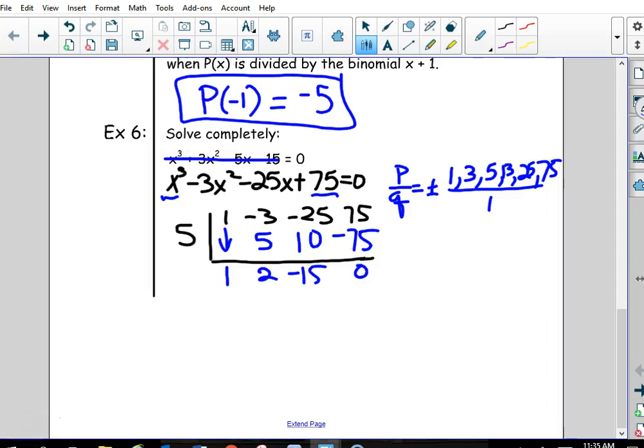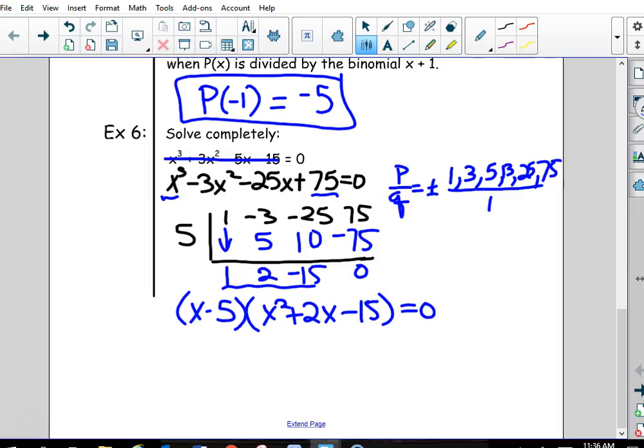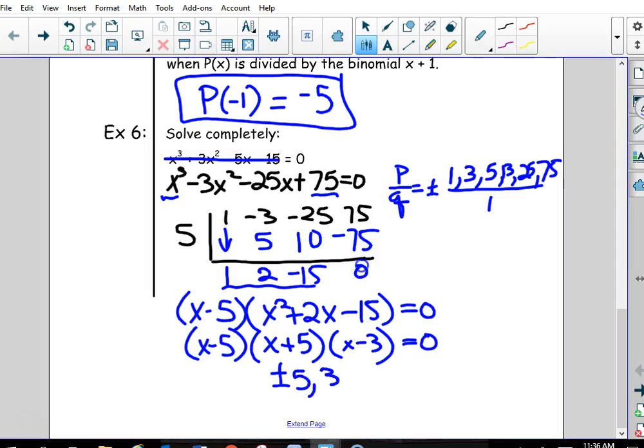So I can rewrite solve completely. I still have a quadratic to take a look at. I'm going to rewrite this as x minus 5, that's the 0 I just took out, times x squared plus 2x minus 15, and see if I can factor that quadratic. And I think I can, because if I multiply a positive 5 times a negative 3, I'm going to get a positive 2x. So it looks like x minus 5, x plus 5, and x minus 3. So all my zeros are going to be plus or minus 5 and positive 3.